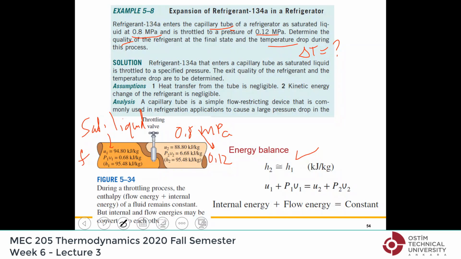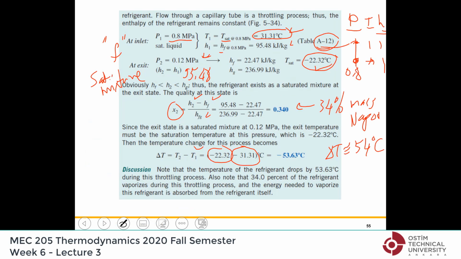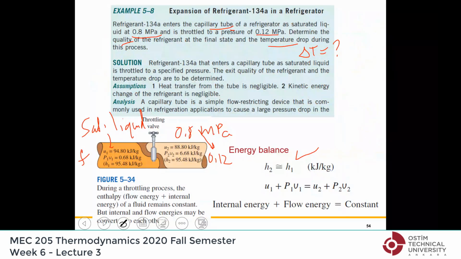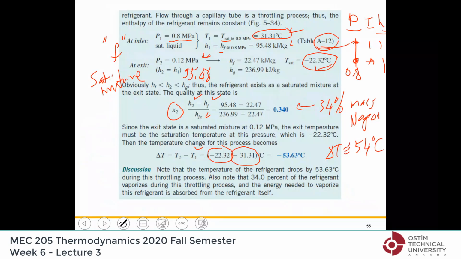You don't use any ice or anything. You have a fluid at 31 degrees, and you drop the pressure. Let's say outside maybe 25 degrees, and the fluid temperature goes down to minus 22. Amazing, right? And this is the secret of refrigerators. This is how they operate. It is the reason that we use refrigerants there, because they have this property.